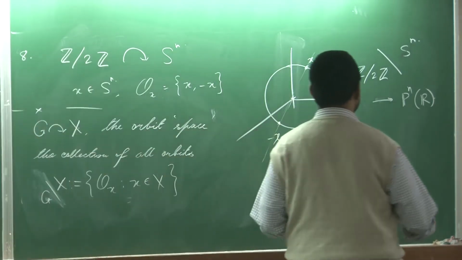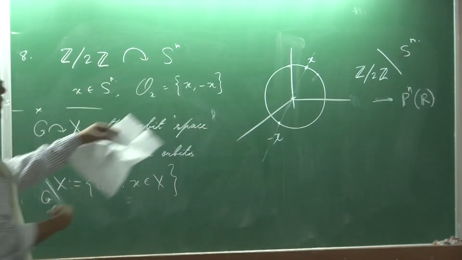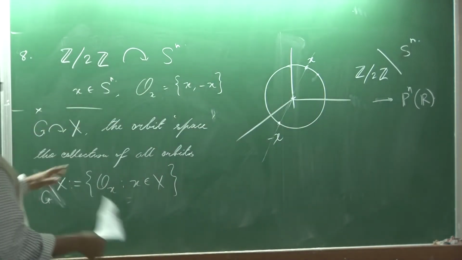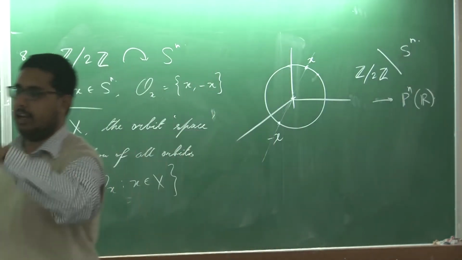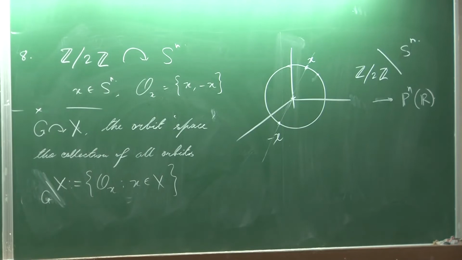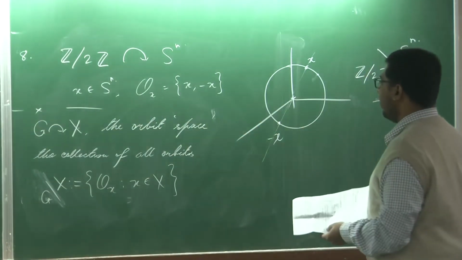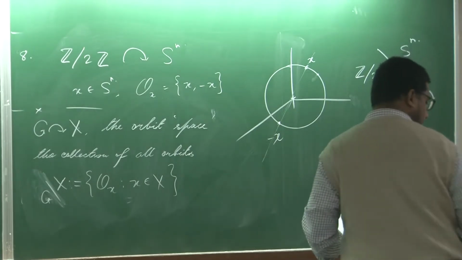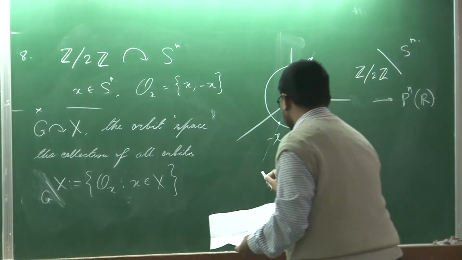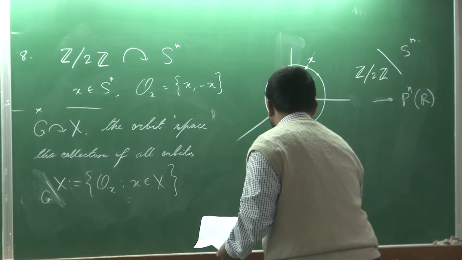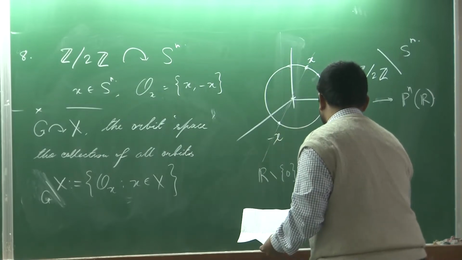And so, yes, you have a natural one-to-one identification between them. Thus this orbit space here can naturally be regarded as the projective n-space over R. Another interesting identification is the following. Let's consider the action of the group R minus 0 on R^(n+1).